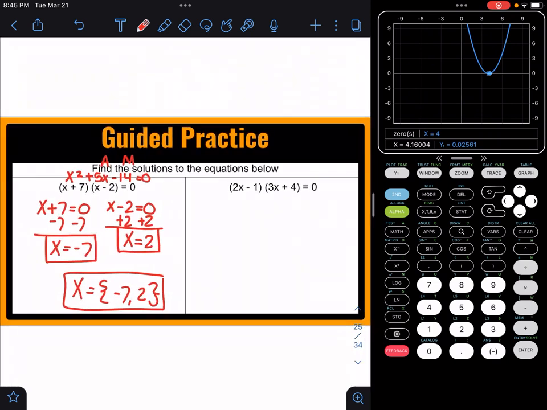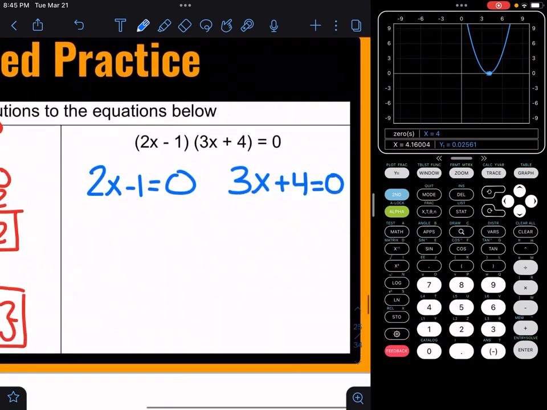And let's look at the second one. This is already written for us. We are just going to have to set each of these equal to 0. Remember, tomorrow, you guys are going to see that we're going to actually have to solve these ourselves. We're going to actually have to factor them ourselves.